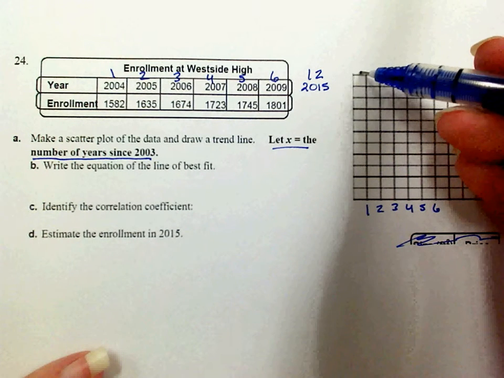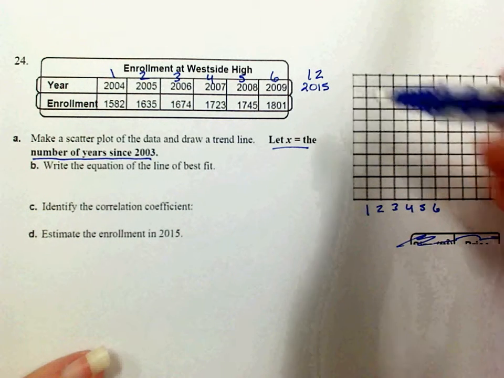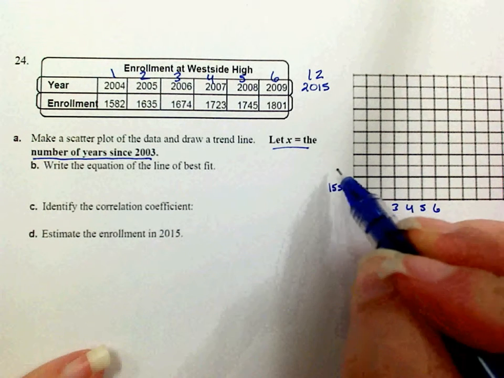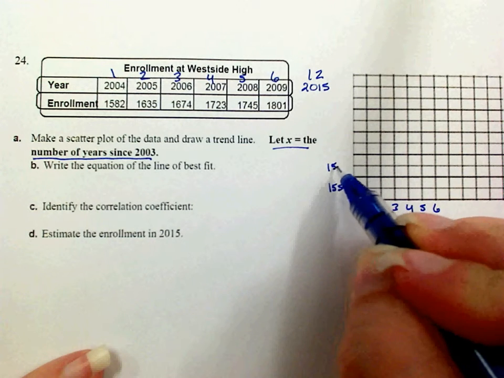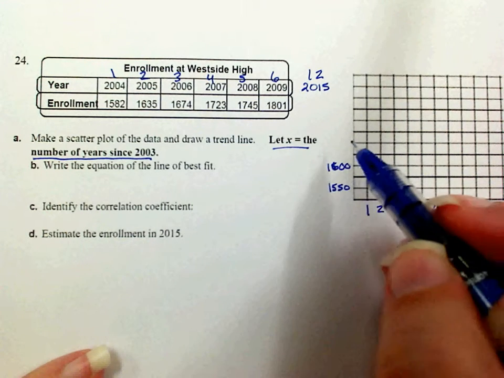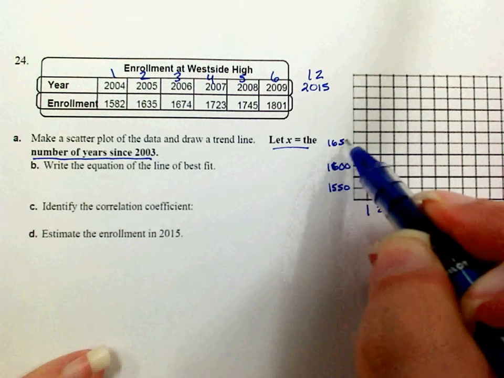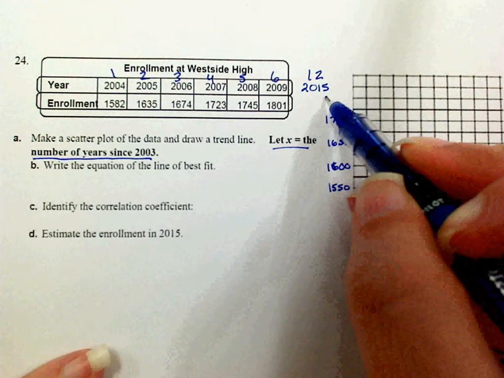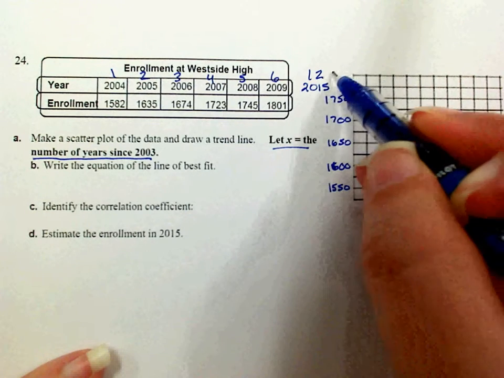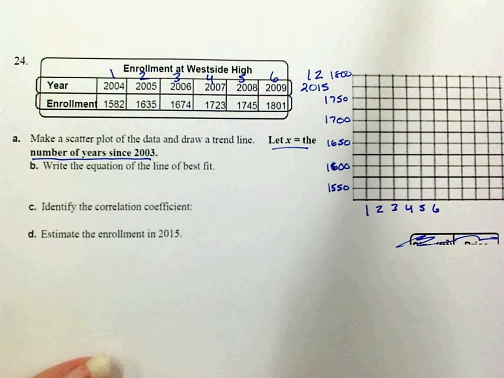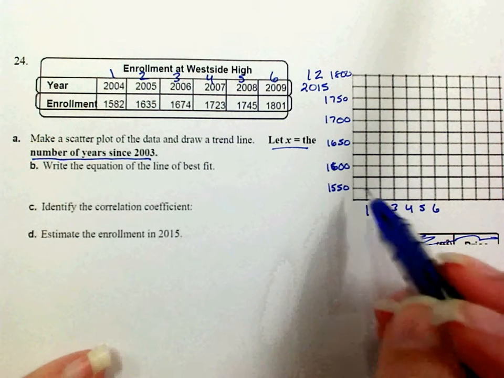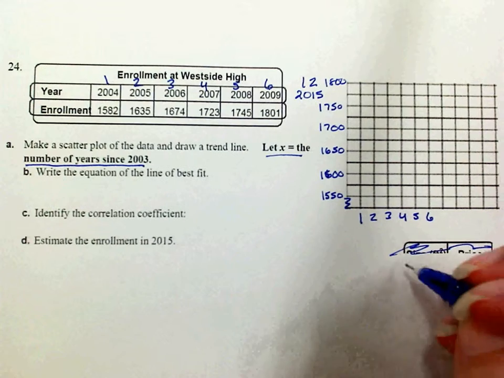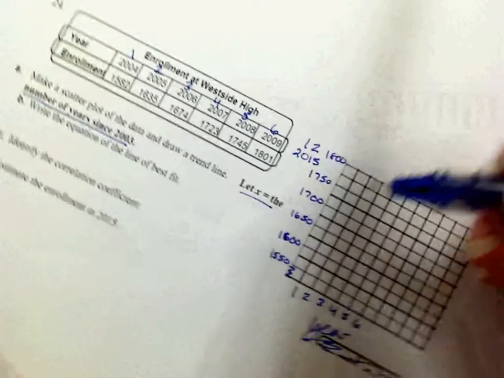So 1550, 1600, 1650, 1700, 1750, 1800. So I guess technically I'm going by 25s. Okay, do I want to label? Year and enrollment. Okay, you can plot and you can do that, right?